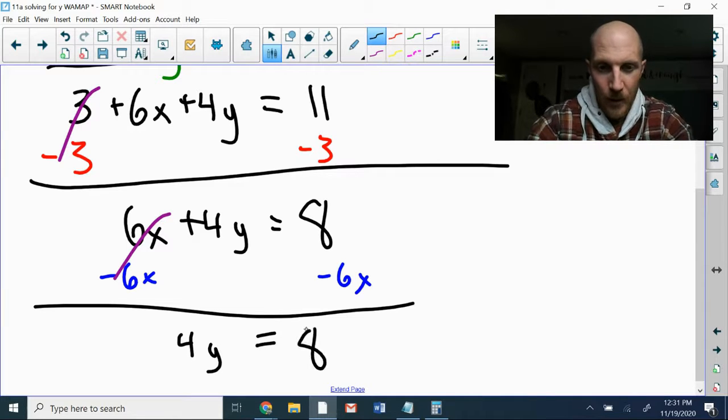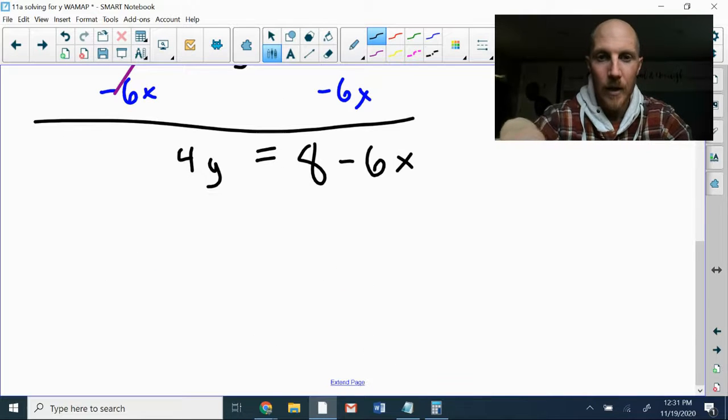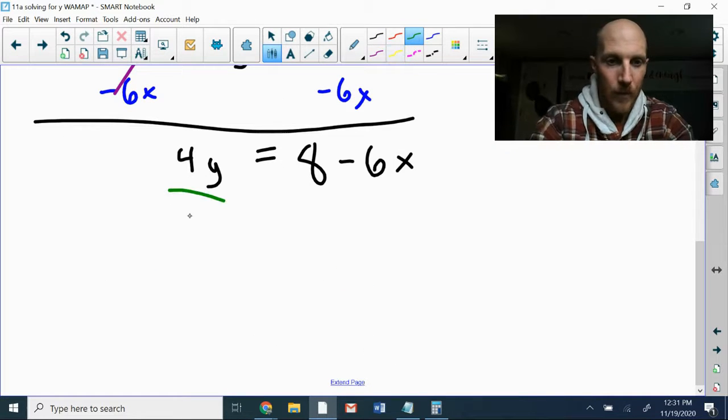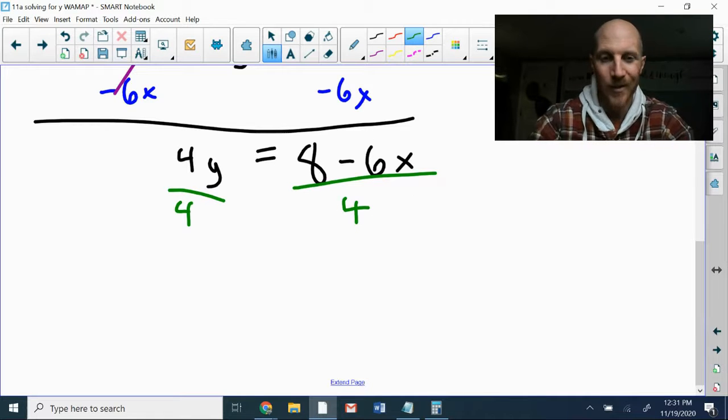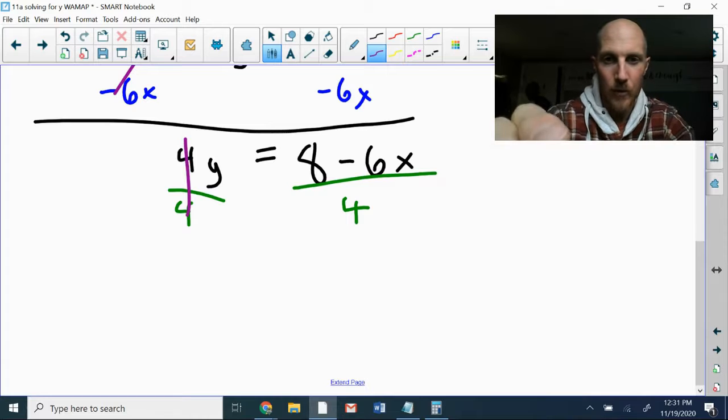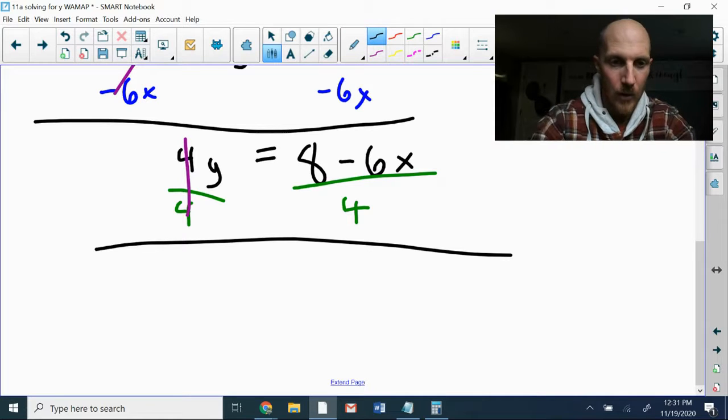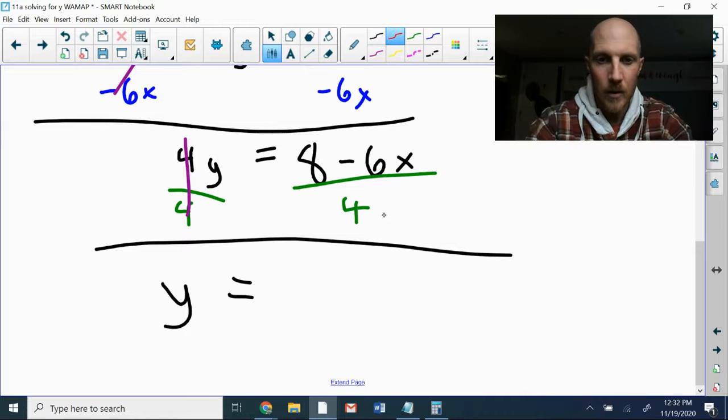On the other side of the equal sign, the 8 and the minus 6x, those are not like terms, so I don't combine them. I just write them both down in a row. Lastly, divide by 4 to get the y all by itself. I'll have to divide everything on the right-hand side by 4. So those are going to cancel. So I'm going to have y equals, and then I'm going to have to divide both of these numbers. So let's do one at a time.